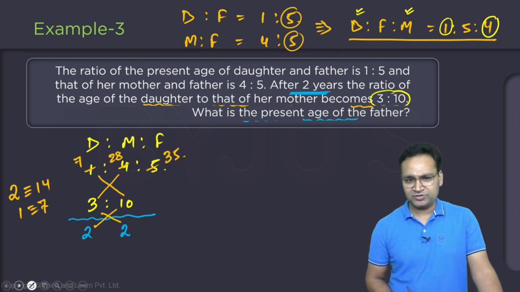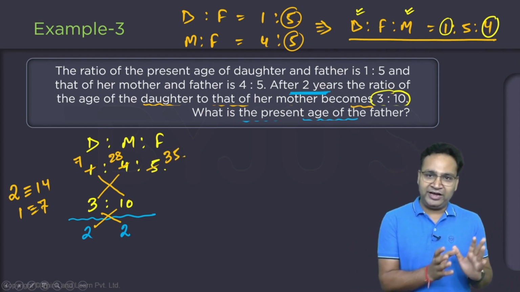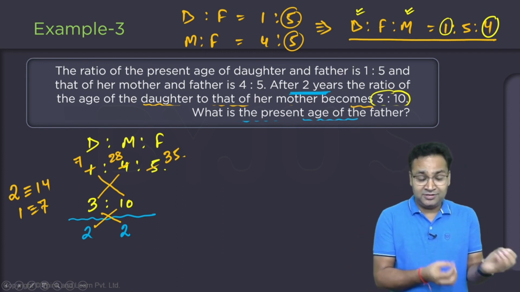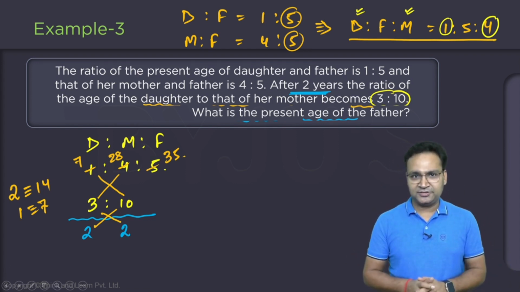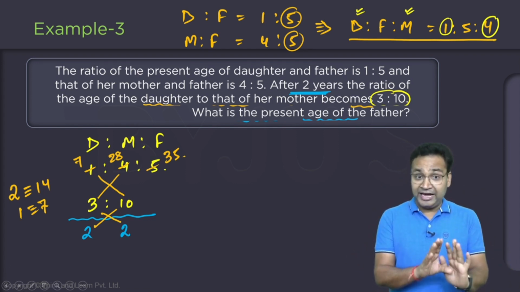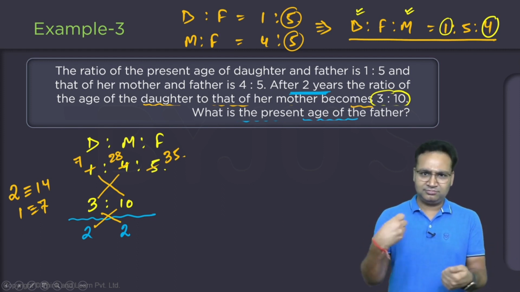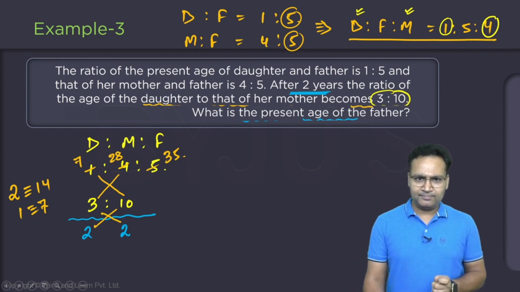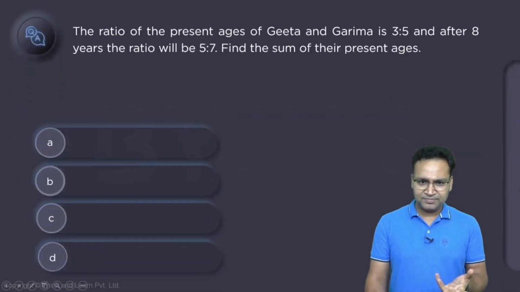This is double cross. It depends on the comfort, which method you find most comfortable. I can't say that double cross is the best method, age difference is the best method, or simple equation is the best method. You decide it by developing all the three methods so that you can get a pro into it. Okay? Perfect. So let's see some practice questions.